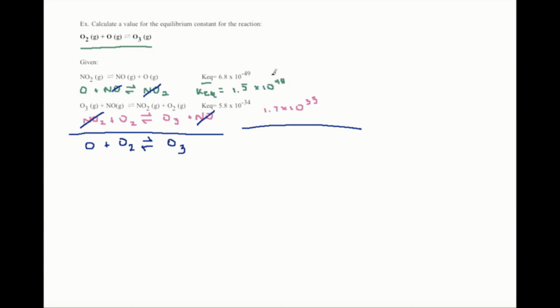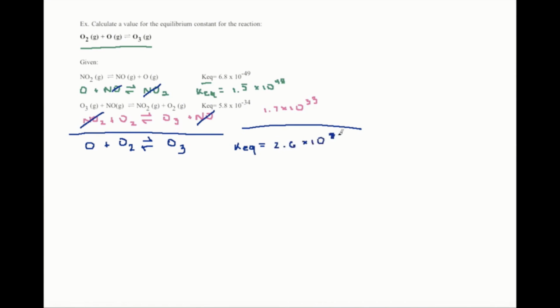Now, instead of just adding these two like I did in Hess's law, where I added the heats of reaction, here I actually need to multiply my KEQs, my equilibrium constants. So I'm going to take 1.7 times 10 to the 33rd, and multiply that by 1.5 times 10 to the 48th. And what I end up getting for my KEQ for this reaction is 2.6 times 10 to the 81st.